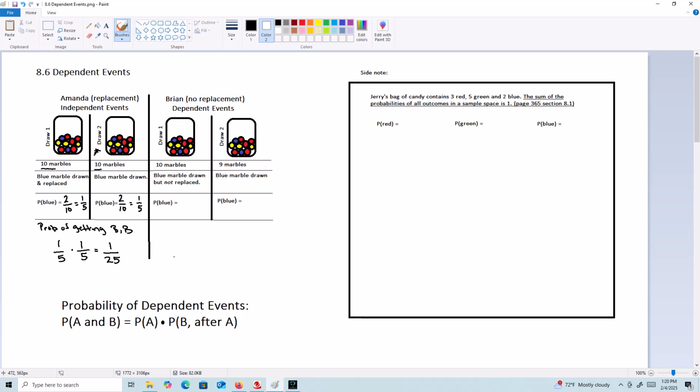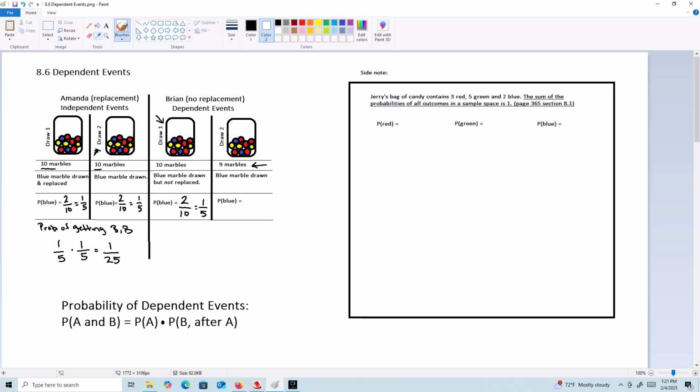But now we have Brian coming up to the jar, and he wants to keep his marble that he draws. So the first time he goes to draw, he is going to start out with 10 marbles. So what's the likelihood that he'll get blue? Well, there are 2 blue out of 10 total, so the likelihood is 1/5. However, on this second draw, there is 1 marble less because he didn't put his marble back. So what is the likelihood?